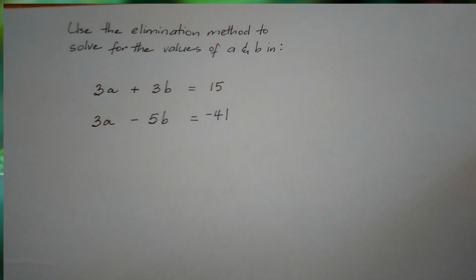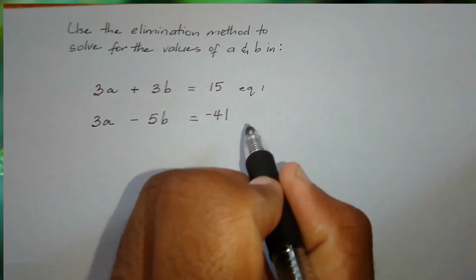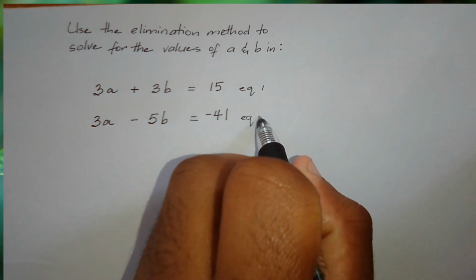We have this question that says use the elimination method. That means we have to use the elimination method to solve for the values of a and b in this system of equations. So in solving these simultaneous equations, we want to first label our equations: equation 1 and equation 2.